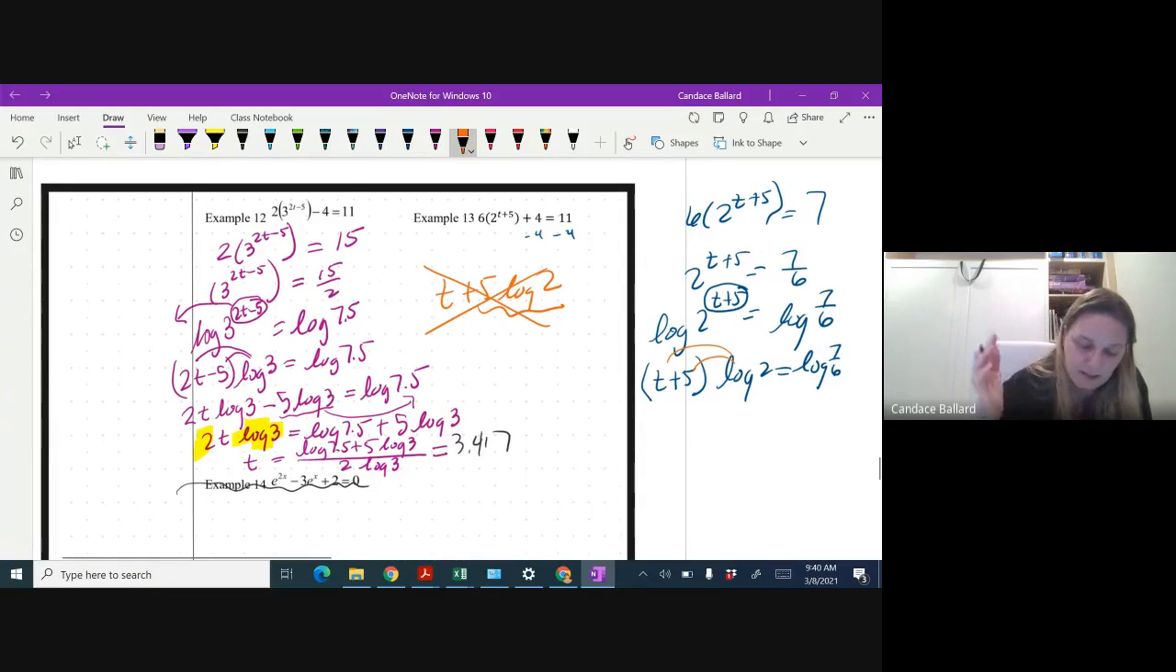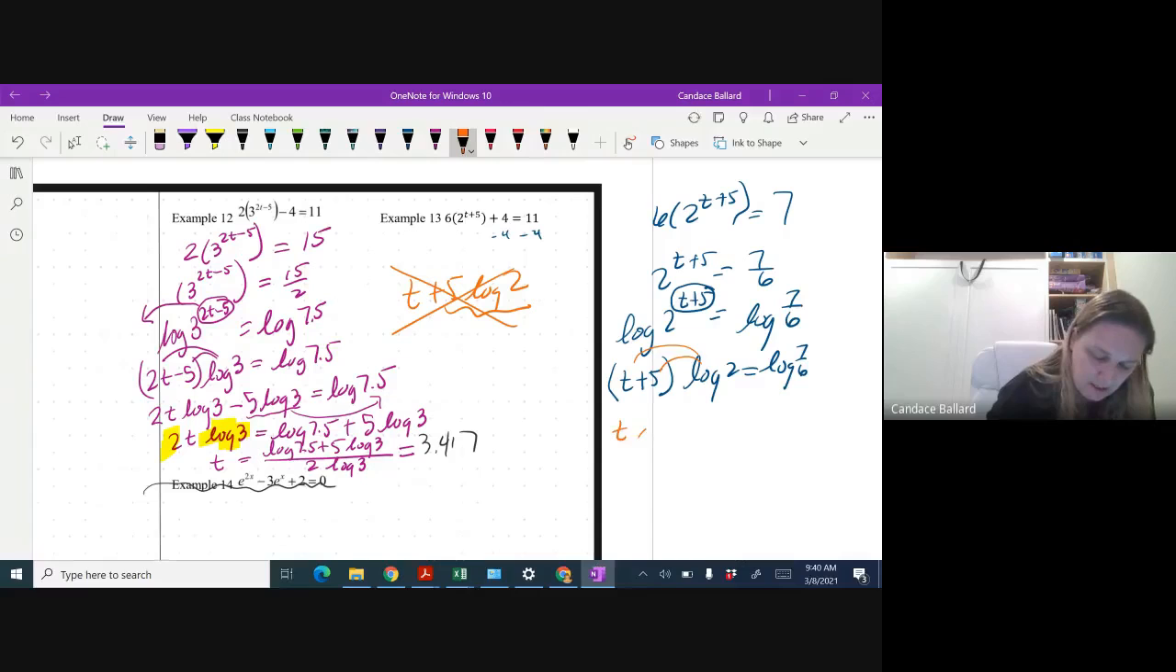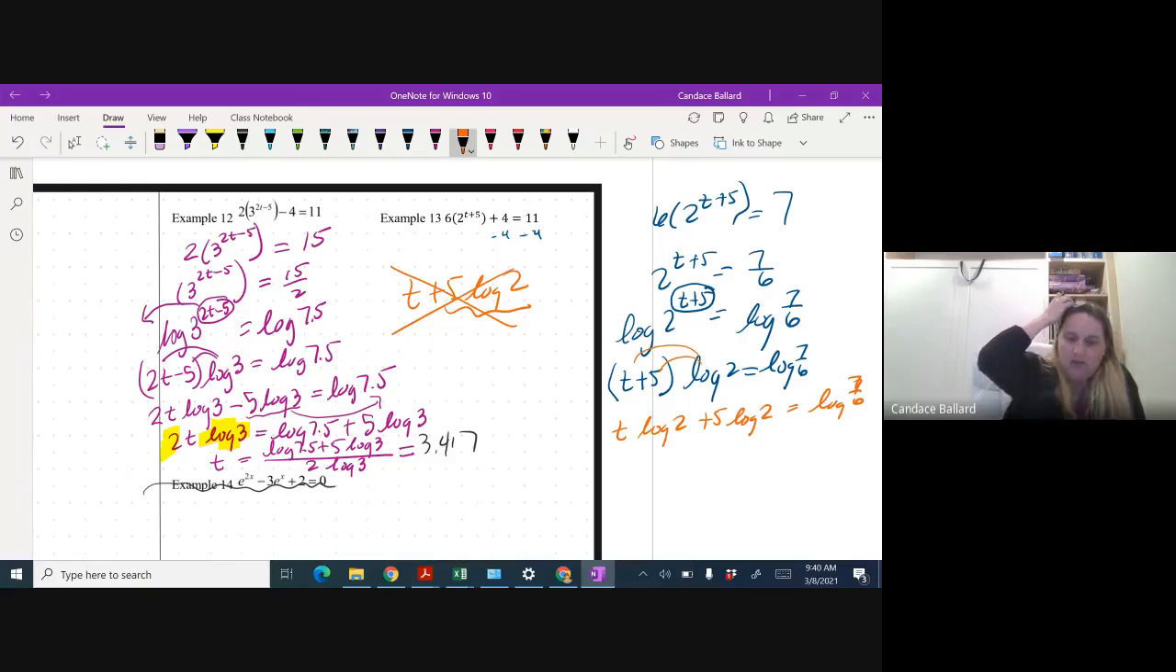Okay, I already said distribute, so I'm going to do that part. t log of 2 plus 5 log of 2 equals log of 7 divided by 6. All right, what do I need to do next? Can you guys describe it to me in the chat?